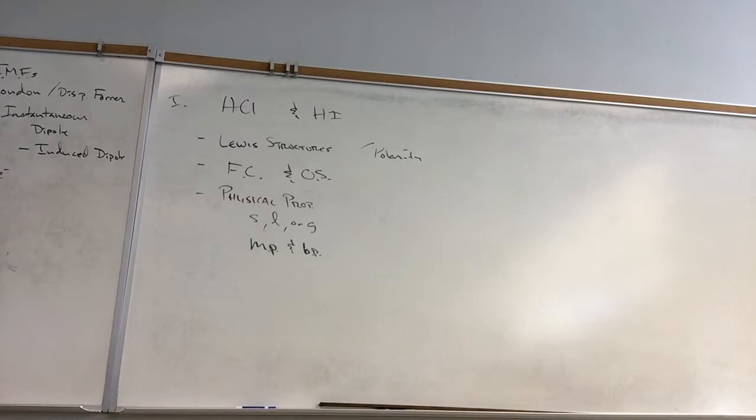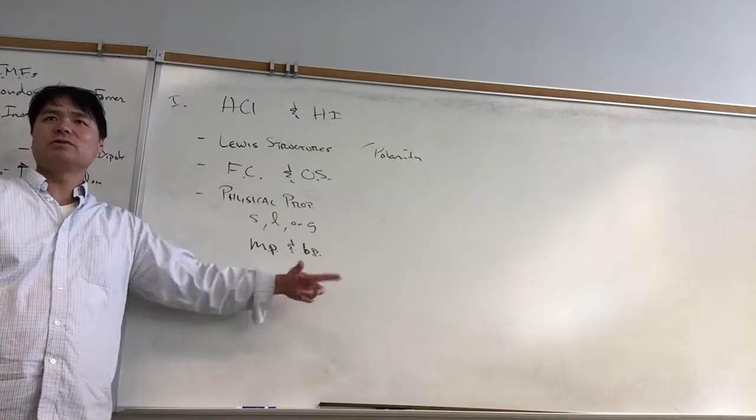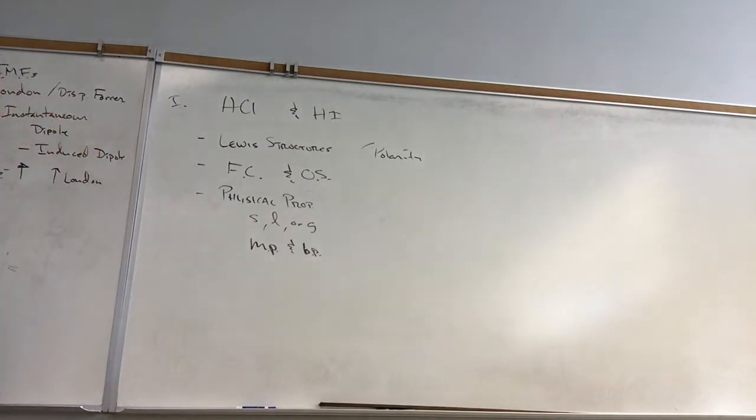But anyway, as the number of electrons increases, the strength of the London force increases. It's because of this, creating larger instantaneous dipoles by polarizing the electron cloud. And so things with stronger London forces are going to have higher melting points and higher boiling points. Things with weaker London forces will have lower melting points and boiling points.